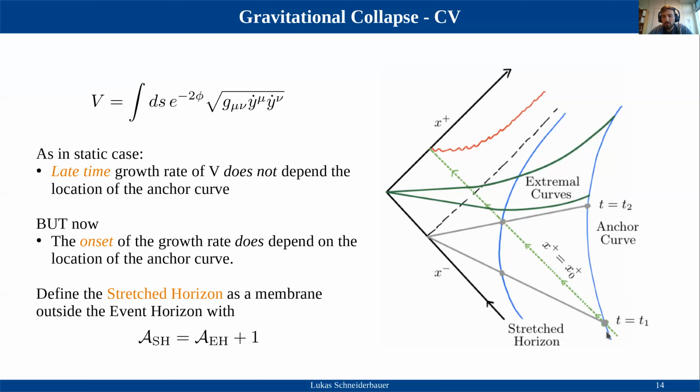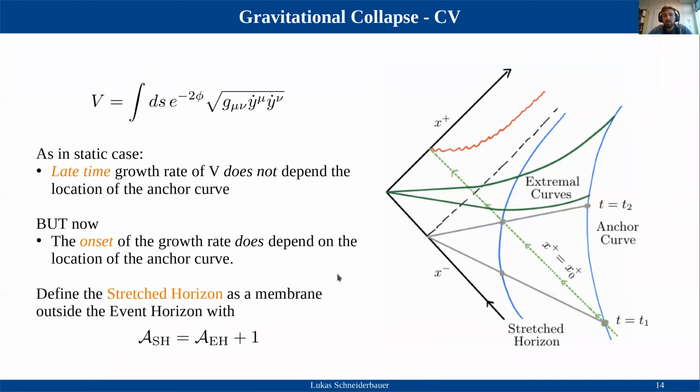Now, what I'm going to show you now is a plot which describes two different situations of this anchor curve. One, where this anchor curve is actually at the stretched horizon, where now we define the stretched horizon, as I said earlier, as a membrane that is not far away from the event horizon. And in this case at hand, we define it to be outside the event horizon, with the area of the stretched horizon being just the area of the event horizon plus 1 unit. That's the definition. And if you draw this in this diagram here, you will get this particular blue line here.